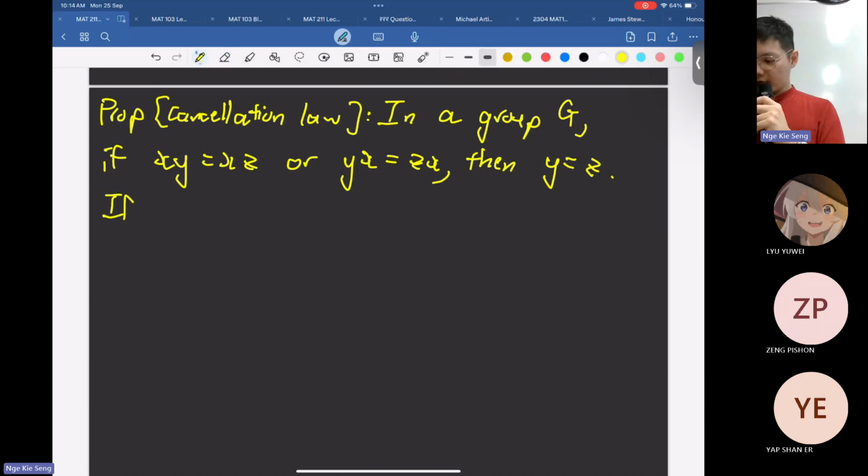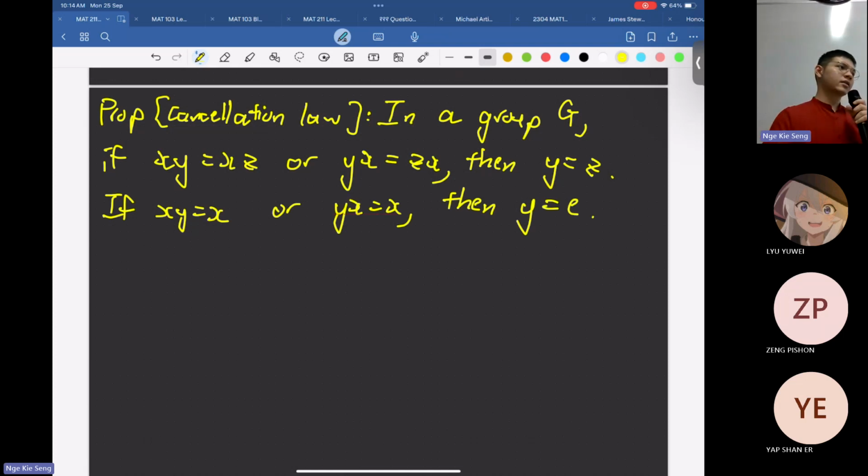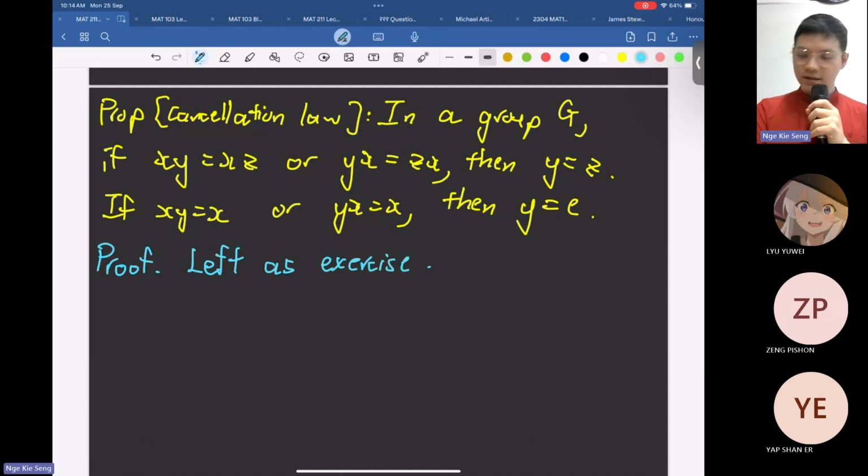Similarly, if you have xy equals x or yx equals x, then you can remove x from both sides and you will check that the only thing that satisfies the equation is the identity, nothing else. This proof I will leave as an exercise. I will complete it, you can check with me later.